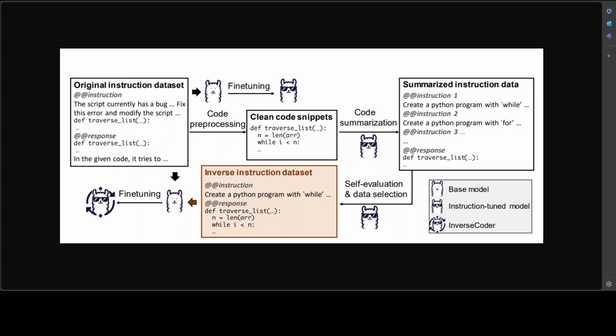InverseInstruct, as you can see in this picture, starts with an instruction code corpus and a code LLM fine tuned on it. First, they clean and extract code snippets from the corpus, then let the code LLM translate these code snippets into new instructions. Then they use the code LLM to evaluate and filter consistent instruction code pairs from the newly generated data. Finally, the filtered dataset is combined with the original instruction dataset, and then the base model is fine-tuned on the combined dataset. Using InverseInstruct, they have developed InverseCoder, which is a series of fine-tuned code LLMs that achieve state-of-the-art results.